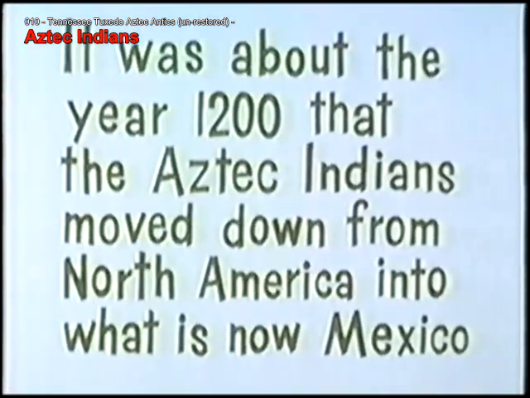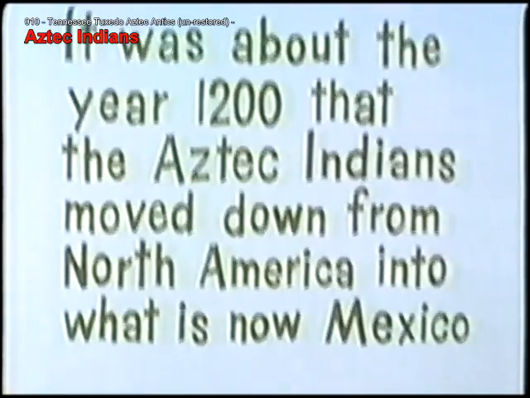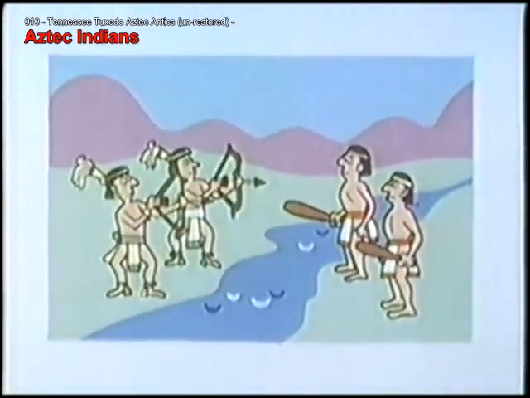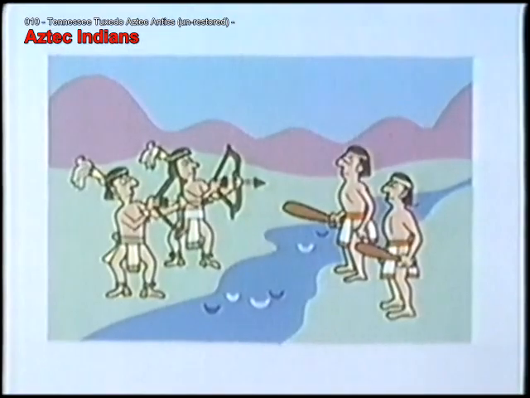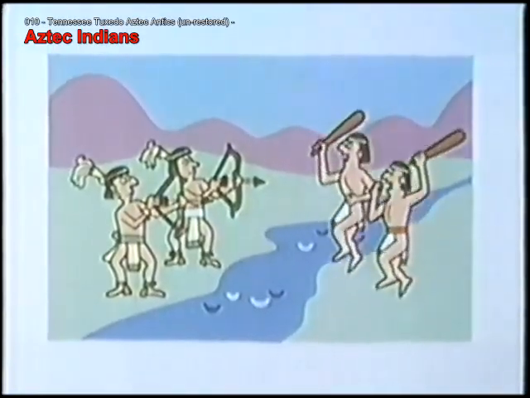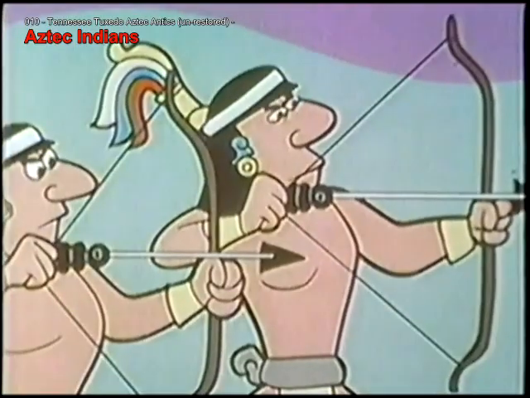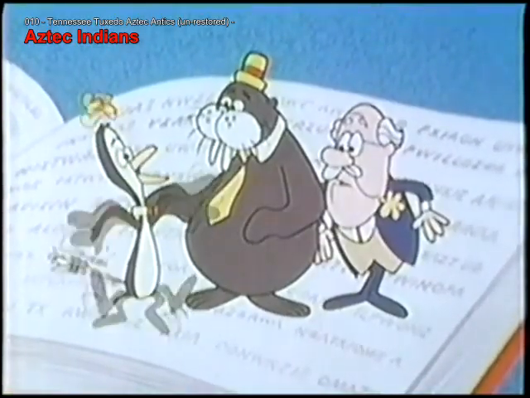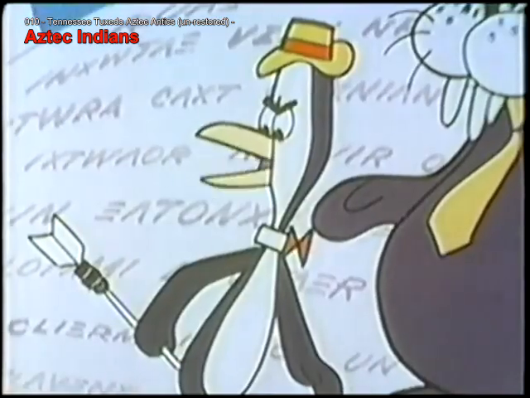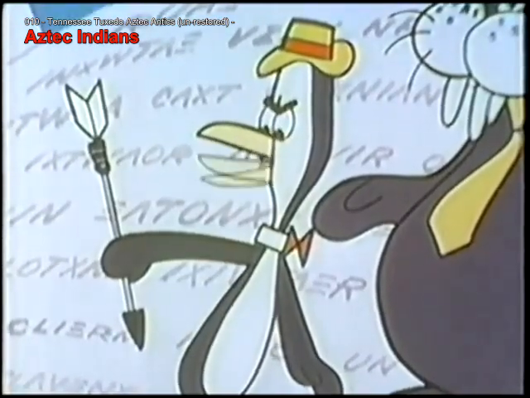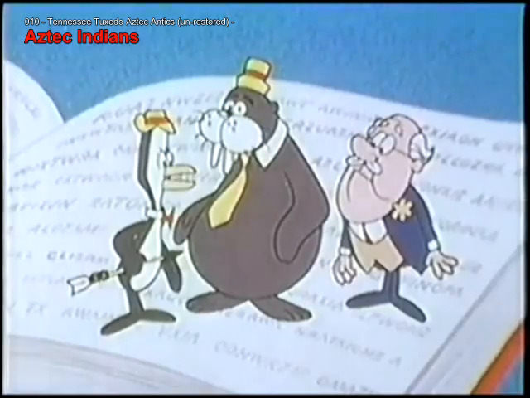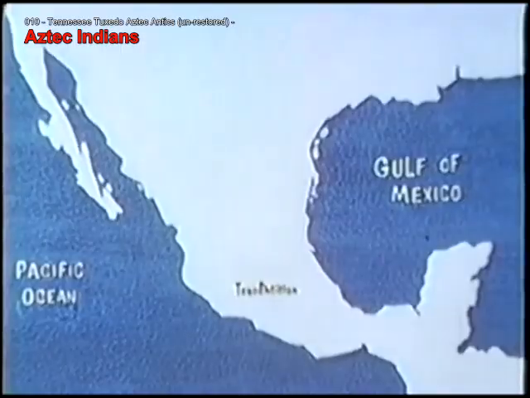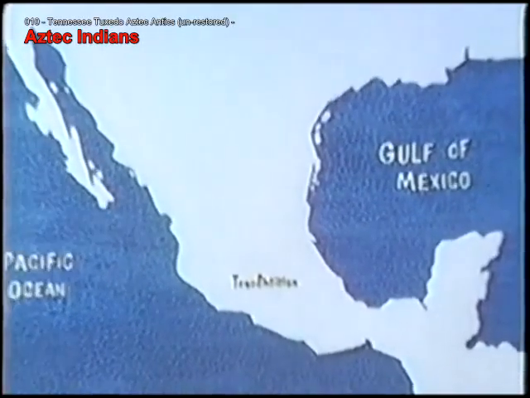Well, now, it was about the year 1200 that the Aztec Indians moved down from North America into what is now Mexico. The Aztec Indians had bows and arrows, while the other Indians had only clubs. So the Aztecs always won the battle. All right, wise guys. Let's don't make this a sore subject. Go ahead, Mr. Whoopi. Oh, yes. Well, by the year 1400 or so, the Aztecs and their better weapons had conquered almost all of Mexico.